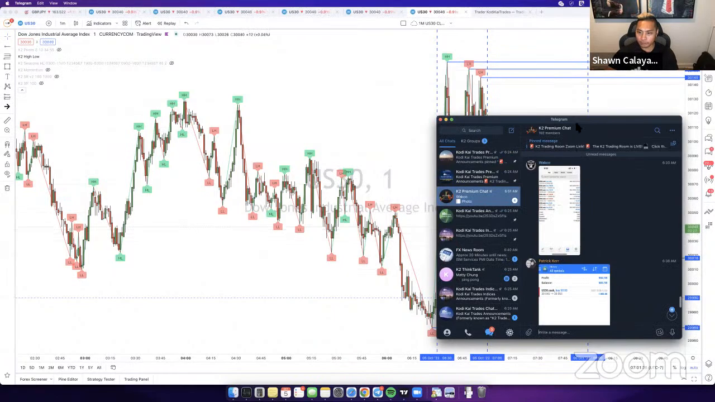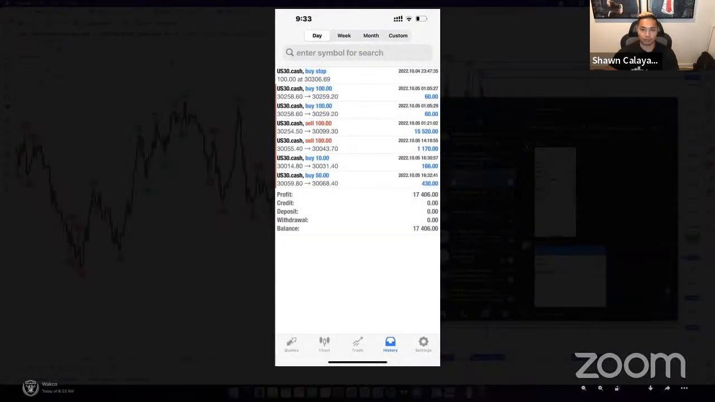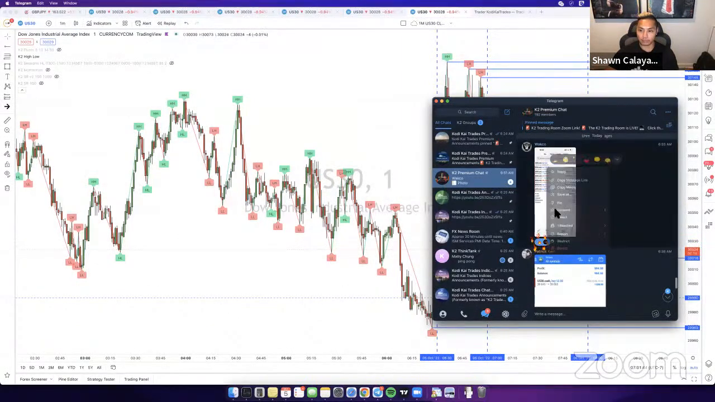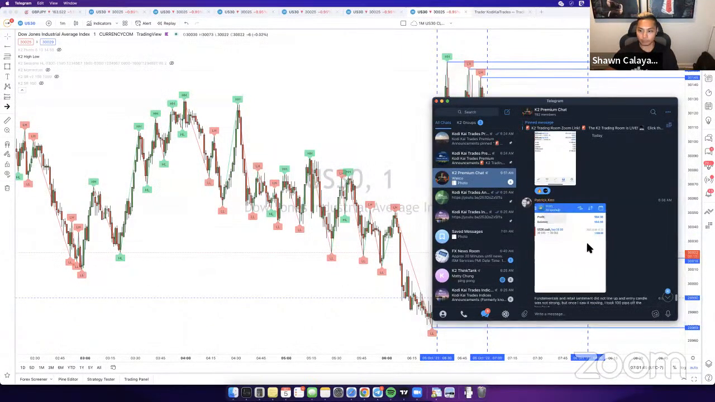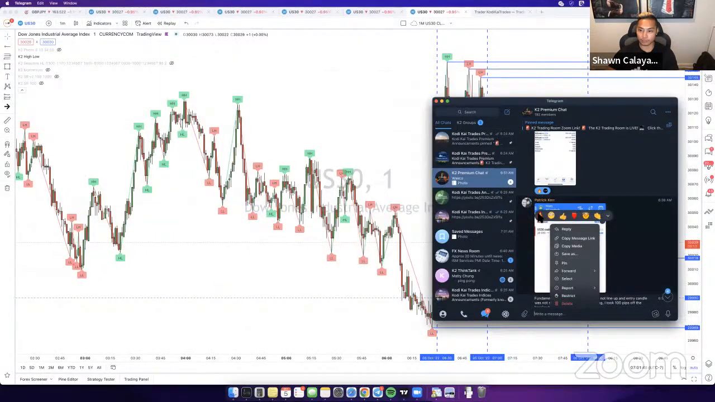So some profits here from you guys. Al over here just posted his profits. He's currently up 17,406. Nice work, Al. Pretty heavy for the day so far. Patrick here as well. Currently up about 1,000 for the day. Nice work, Patrick.